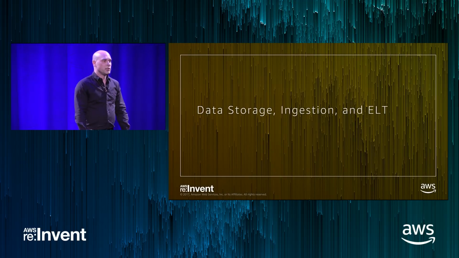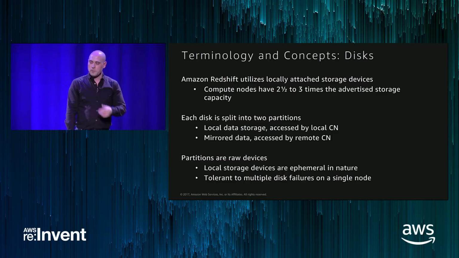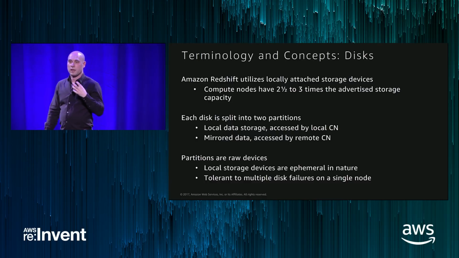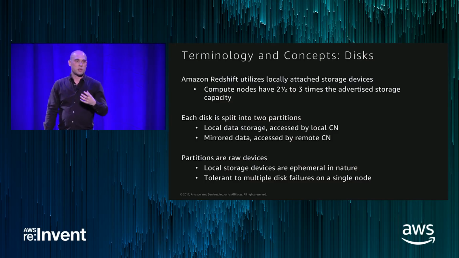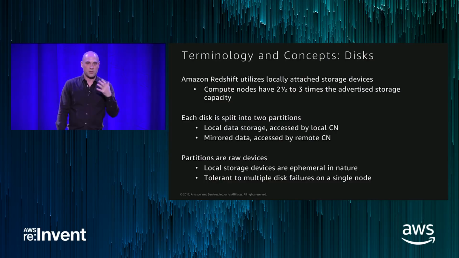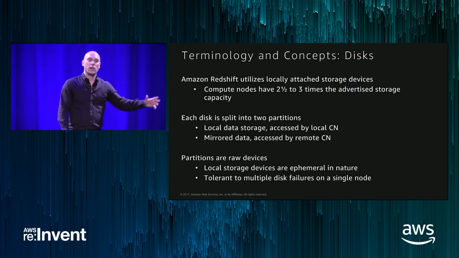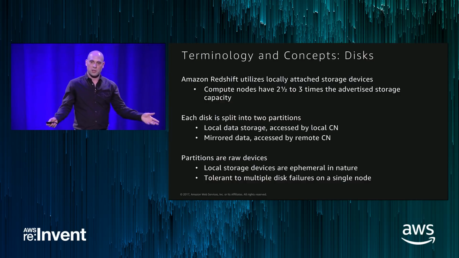So let's move into data ingestion. The first piece we're going to talk about is disks in Redshift. One thing that a lot of people don't realize is that the disks are actually much bigger than what we give you. They're actually 2.5 to 3 times the size. That's because the advertised space that we put on the pricing pages is the space that you get to use to write your data.